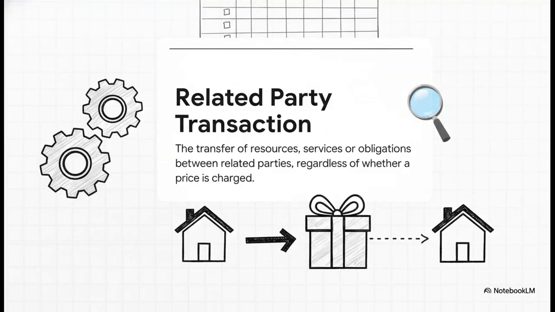Okay, so this is the crucial part, and it comes from a big accounting standard, AASB 124. A related party transaction is basically any transfer between connected people or companies. Now, pay super close attention to that last part, regardless of whether a price is charged. That means even just giving something away for free still counts.